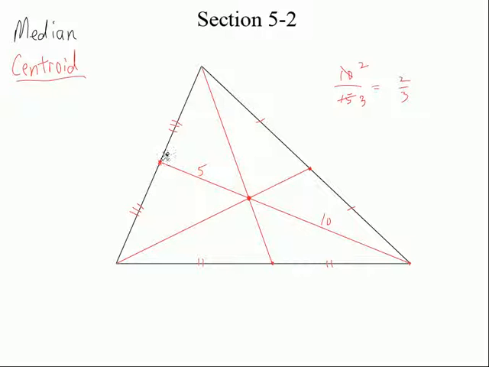This is the midpoint of this side. Okay? That's the midpoint of this side. See how these two segments are equal to each other? That means this has to be the midpoint. Agreed? So, from the vertex to the centroid is twice as big as it is from the centroid to that midpoint. Make sense? All right.